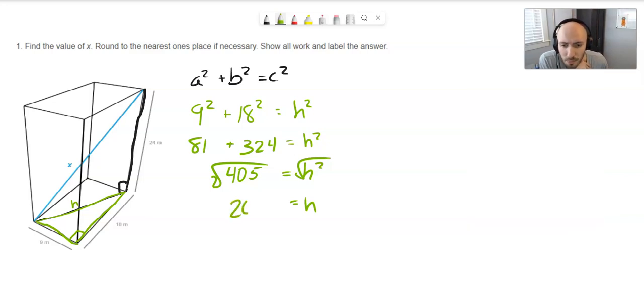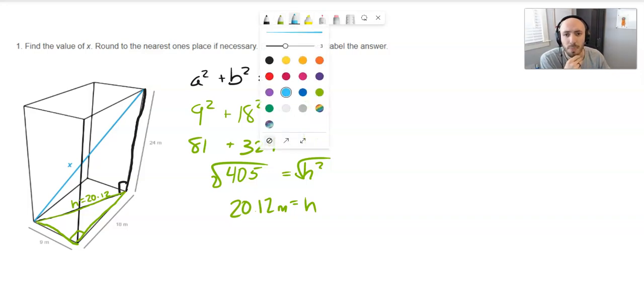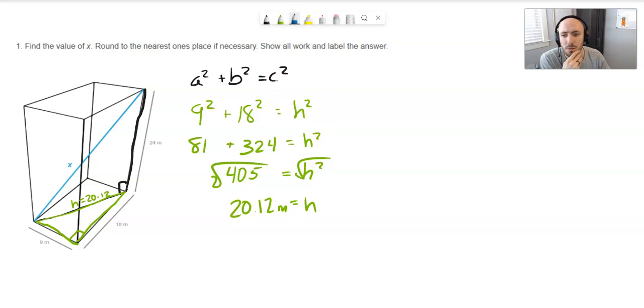So I'll say 20.12 meters is this diagonal over here, h. And so now that I have that, let me write this in here, 20.12. Now that I have that, I can use that to find the length of x by using the Pythagorean theorem again. So let me change color here to blue.